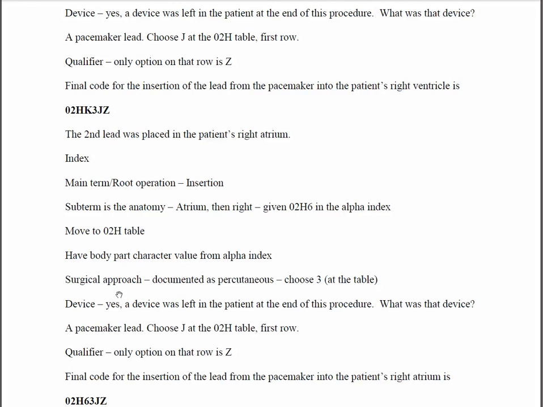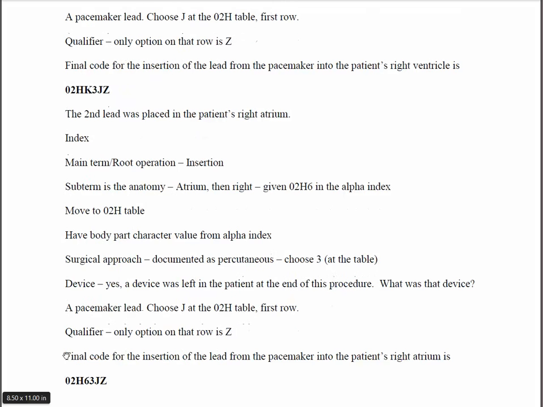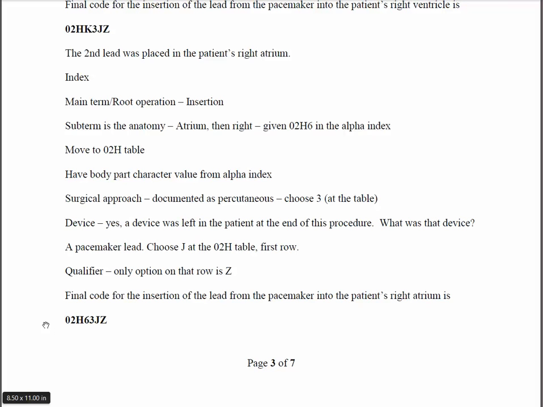Then you want to choose your surgical approach, which was documented as percutaneous. The option that reflects that on that table is 3. Was a device left in the patient? Yes. We're coding the second lead. The character value that reflects that is J. Then the last character value on that row is still Z, the only option. So our final code for the insertion of a lead into the patient's right atrium is 02H63JZ.